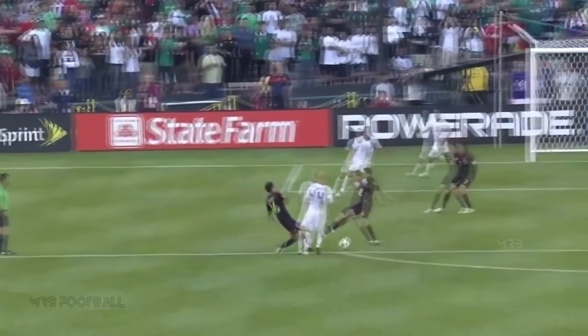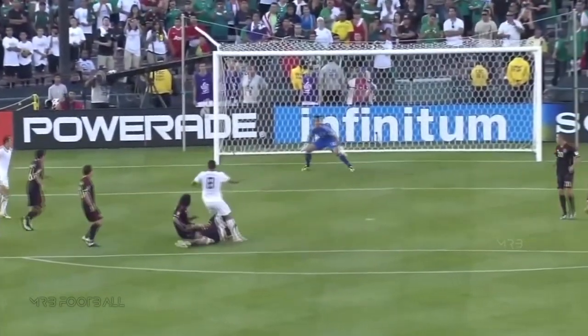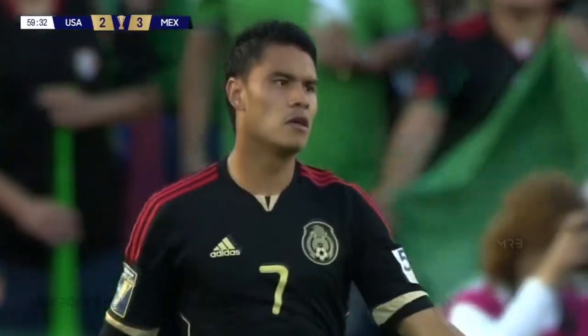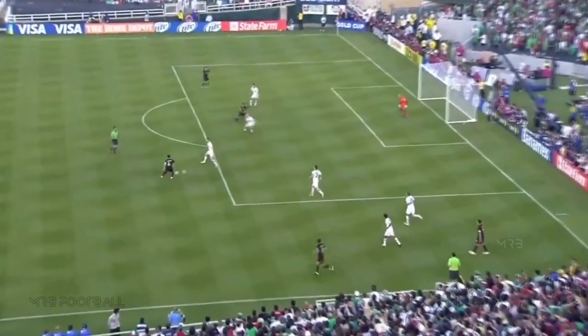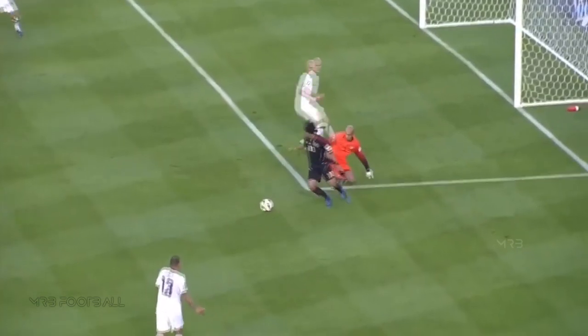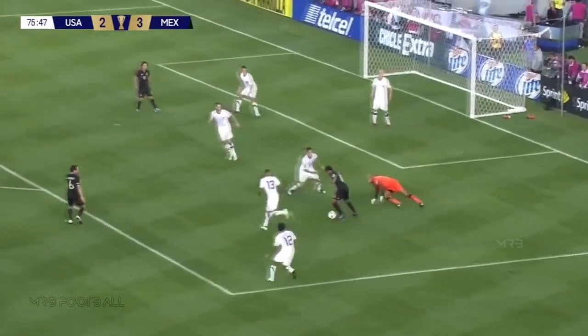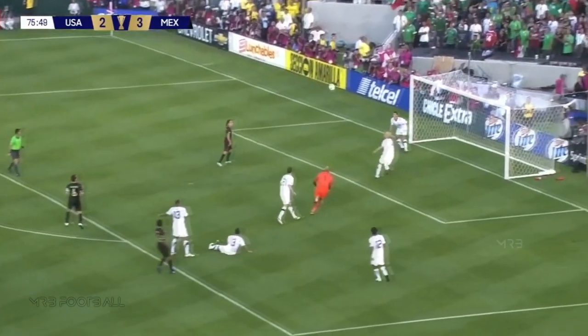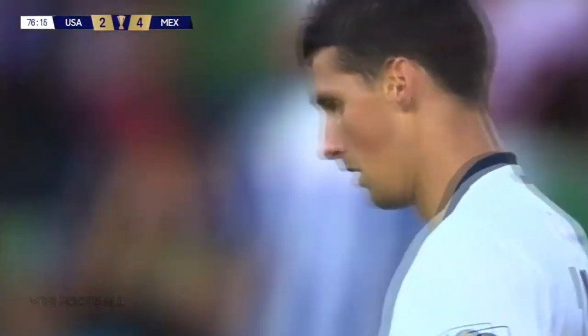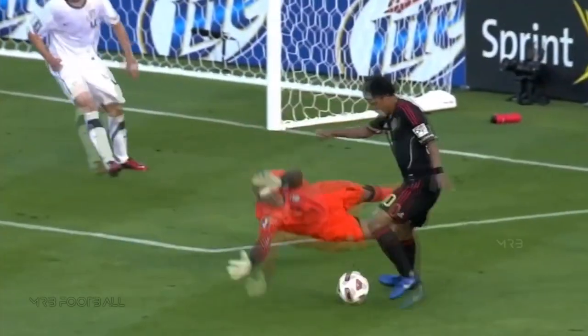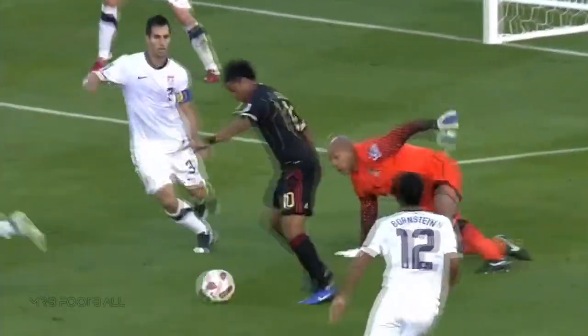Floated forward again. Oh, trying to get it away. Is he giving it away? Guardado, Dos Santos, a swipe from Howard. No, Dos Santos dribbling. Dos Santos! Golazo! Mexico 4, the US 2.